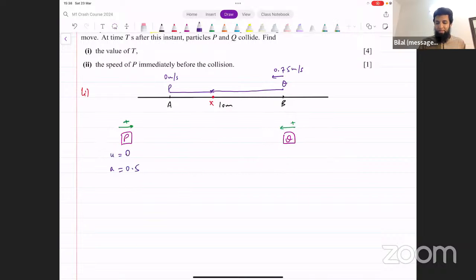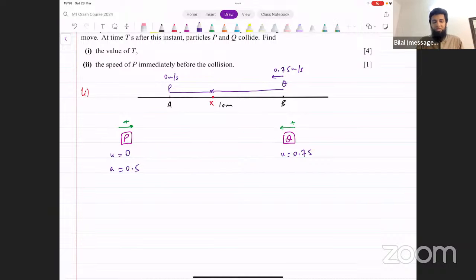Q is moving towards left. Its initial velocity was 0.75. But if you think about it, this particle is actually moving at constant velocity. Its velocity is not changing. So this is one case where you could actually use that speed equals distance over time formula as well. If you wanted distance equals speed into time, you could do that.